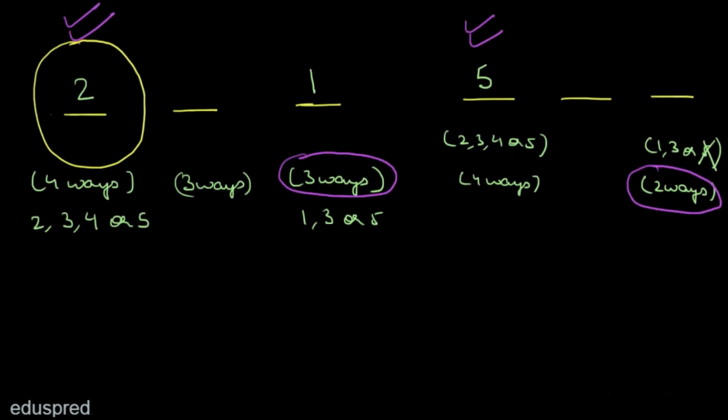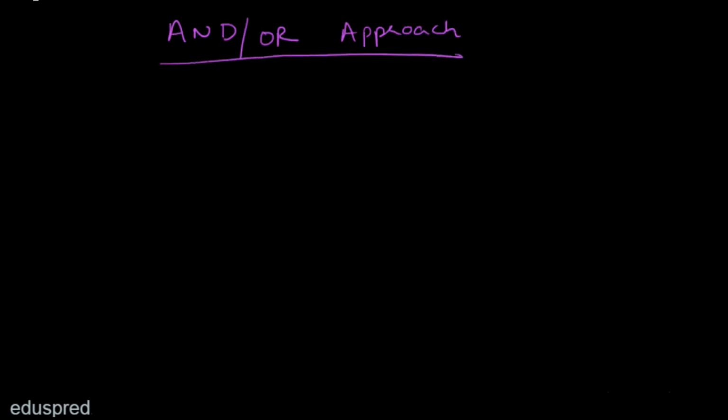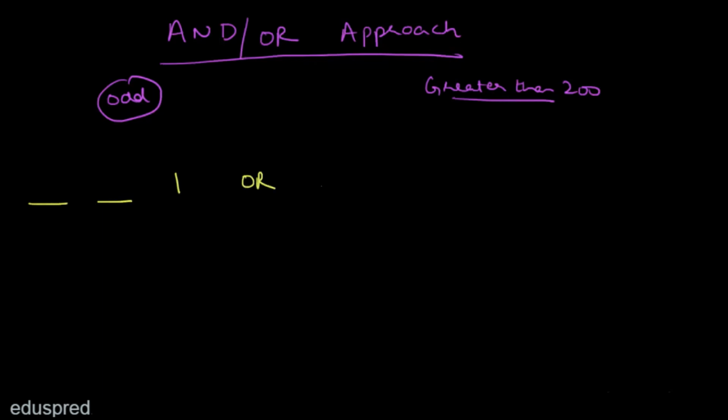Well, we can follow the AND or approach to find the answer to these types of questions. So this is how the approach works. So the 2 conditions are that the number should be odd and the number should be greater than 200. Now because the number should be odd, that means either the third slot will have 1, or the third slot will have 3, or the third slot will have 5. So these are the only 3 possibilities that we have.